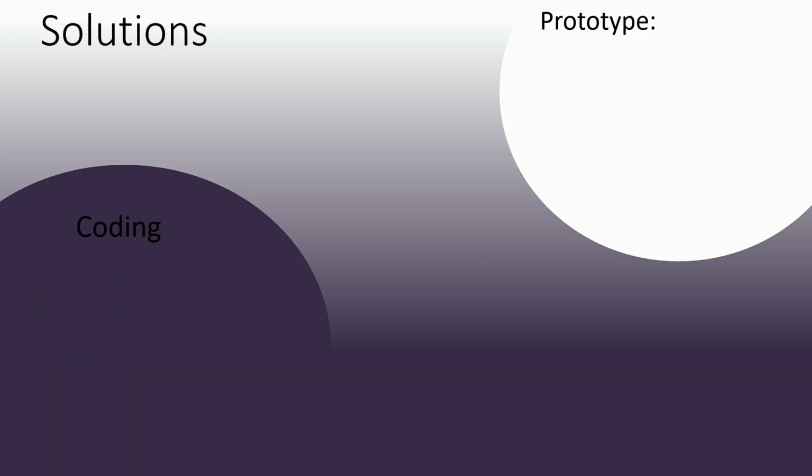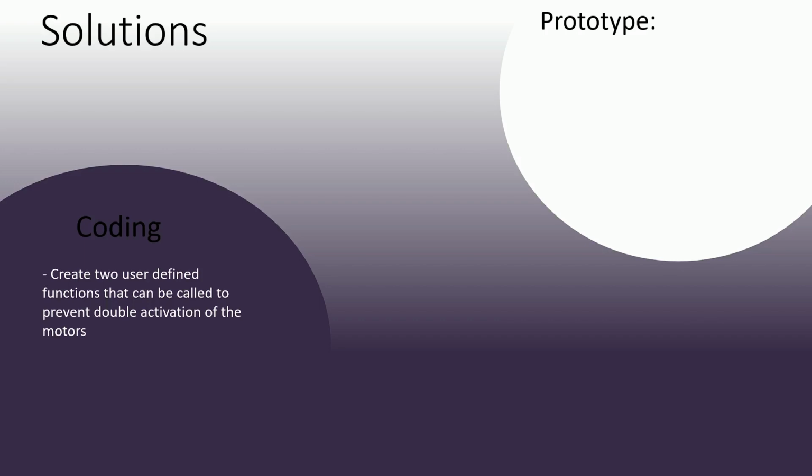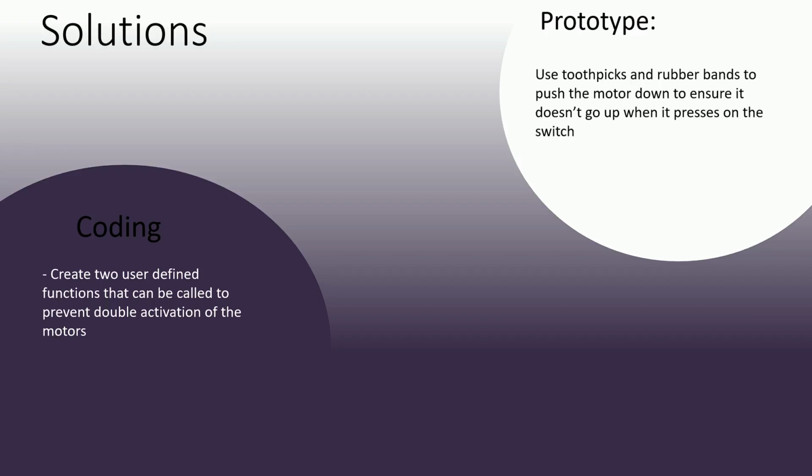So here are some solutions I came up with. For coding, I created two user-defined functions that can be called to prevent double activation of the motors. And for the prototype, I used toothpicks, rubber bands, and a bit of blue tack to push down the motor to ensure it doesn't go up when it presses against the switch.